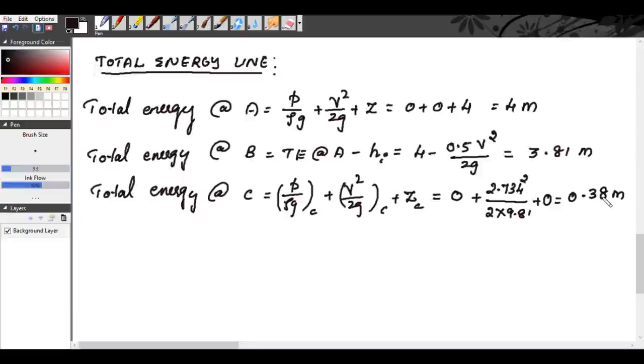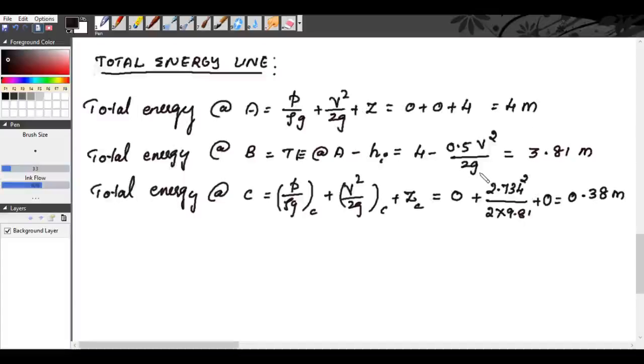So, the total energy line will coincide with the free surface of water in the tank. At A, it is 4 meter. So, total energy will coincide at the free water surface of the tank.